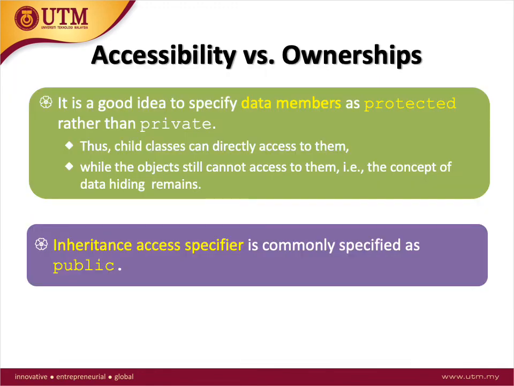Here, it is a good idea to specify data members as protected rather than private. What is good is that child classes can directly access them, while the object still cannot. This is the concept of data hiding, so the security is still there. The inheritance access specifier is commonly specified as public, so normally it is mentioned as public.